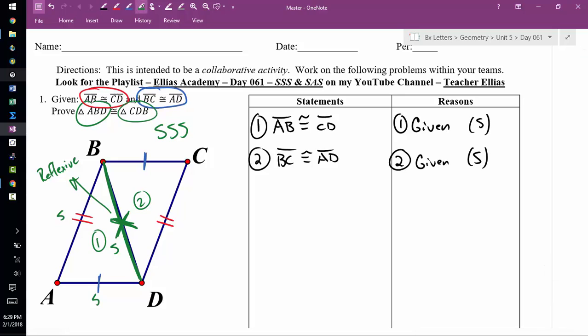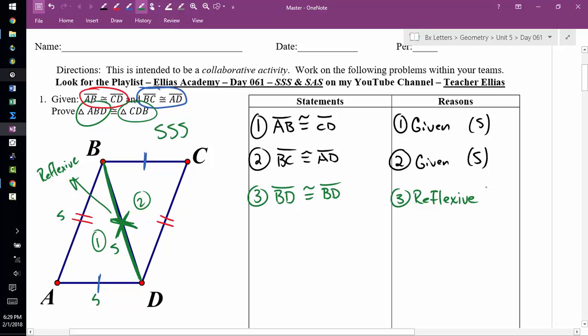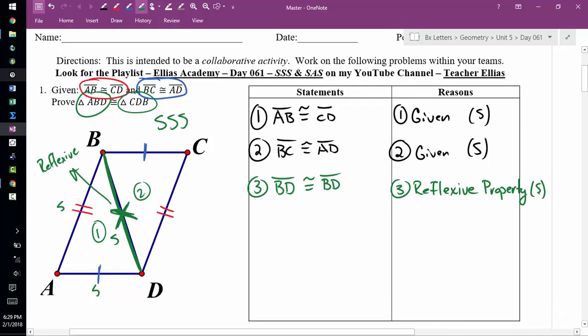And then the third thing I figured out, I brought this to the table, is that side BD is congruent to itself. And how do I know that? You could write a long essay, but we can just say that's the reflexive property. And that's my last side fact. I've got 1, 2, 3.